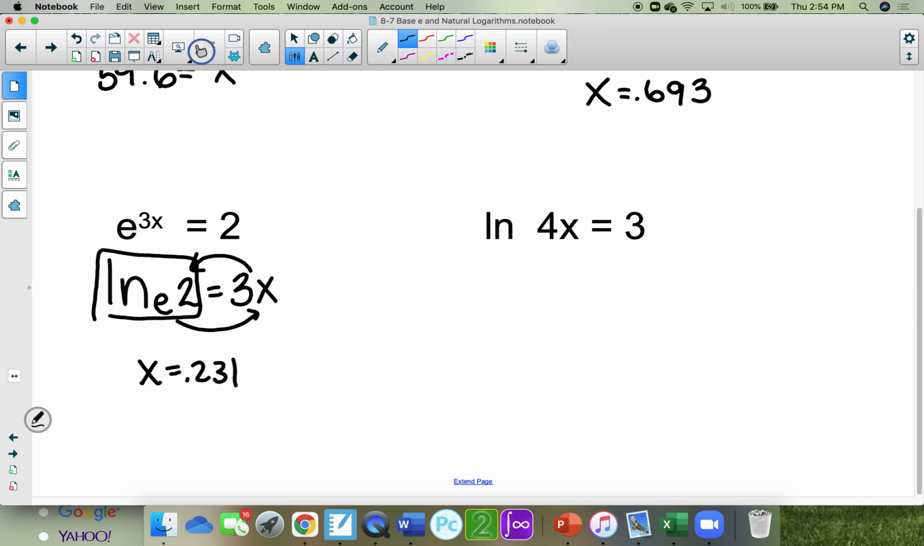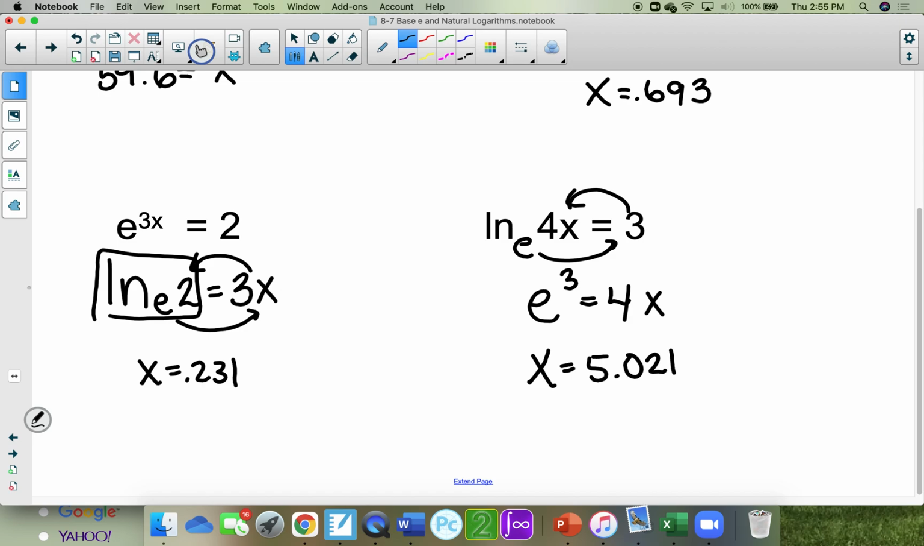It's in natural log, so I'm going to put it into e form. e to the 3rd equals 4x. So in order to get x alone, I need to do second e to the 3rd and divide it by 4. x equals 5.021. And that's all natural logs are. So you get to use the ln button instead of the log button for this section.